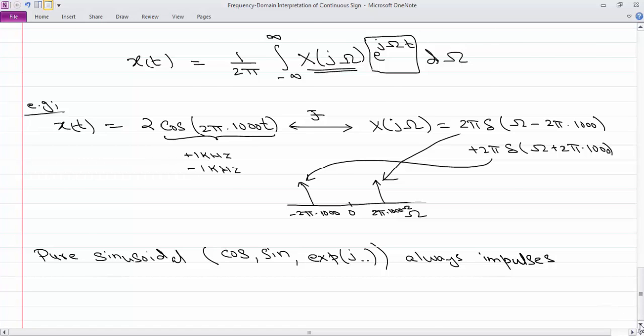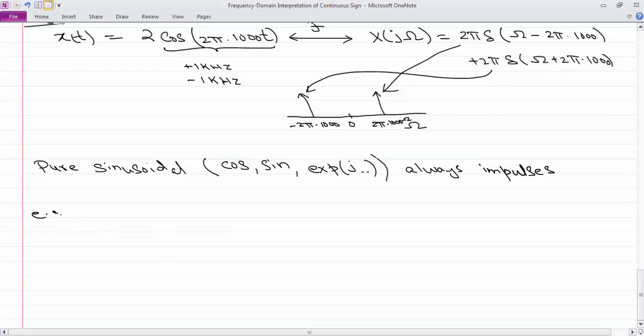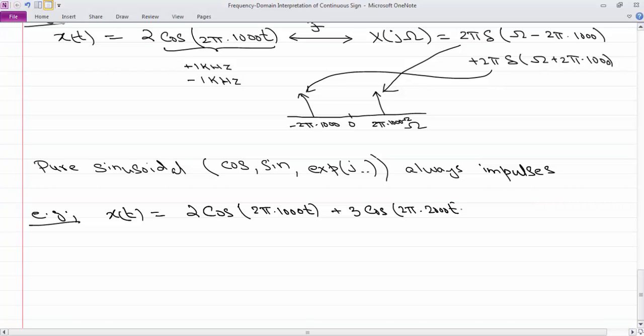So as another example, these are simple examples, if I had another signal with 2 cosine of, let's say, 2 pi 1000 t plus 3 cosine of 2 pi 2000 t. Now I have two cosines in the signal. Using Euler's identity, I have effectively a plus 1 kilohertz frequency, minus 1 kilohertz frequency. This is plus 2 kilohertz and minus 2 kilohertz.